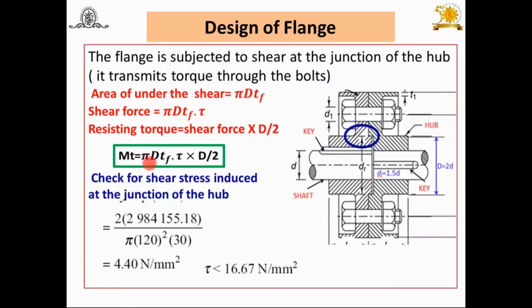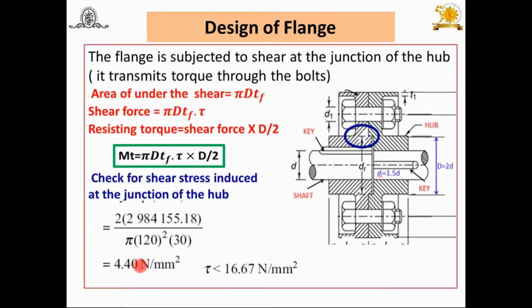So you can use MT is equal to pi into D into TF, that is shear area, into shear stress into D by 2. D by 2 is the half diameter, that is 120. Then TF, thickness of the flange, that is 0.5 times the diameter of the shaft. Then capital D, hub diameter. MT, design torque. You can substitute all the values and find out this tau, that is shear stress induced at the junction of the hub. So after substituting MT, capital D, TF 0.5 times the diameter, and D by 2, you have to calculate this tau. Here you will get this tau is equal to 4.40.